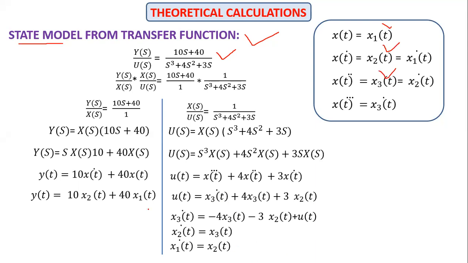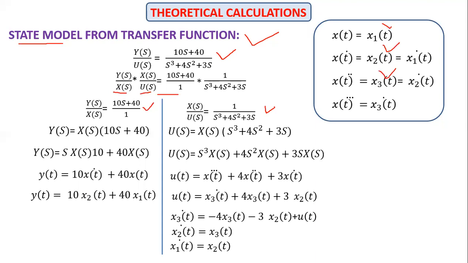So for that purpose only, we are splitting the transfer function into 2 transfer functions. That means Y(s)/X(s) is one transfer function and X(s)/U(s) is the other. Y(s)/X(s) you are taking as (10s + 40)/1. This is the one case. And coming to the second case, X(s)/U(s) is equal to 1/(s³ + 4s² + 3s).